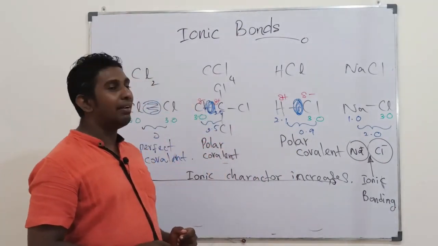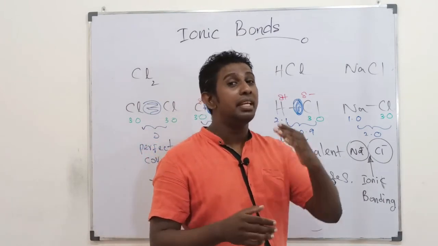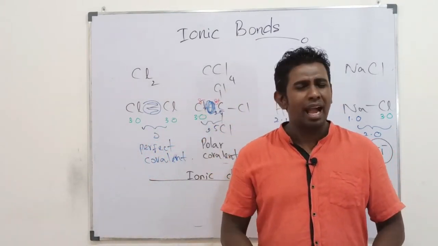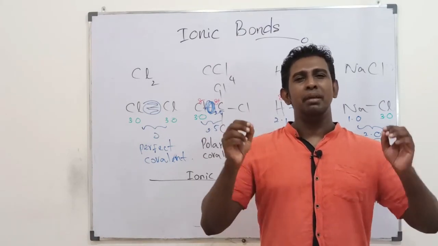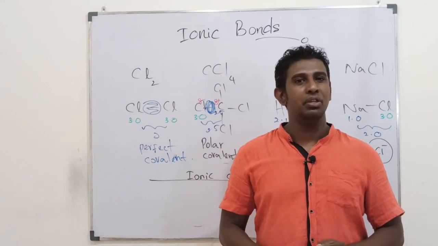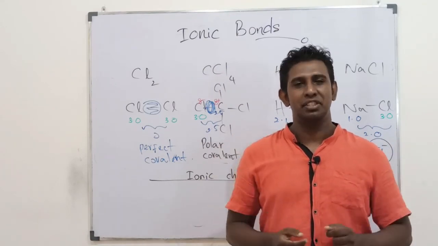Okay, our next topic, the next primary type of bonding, is metallic bonding. We are going to talk about metallic bonding in our next video regarding bonding and structure.